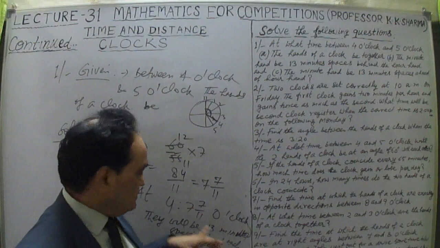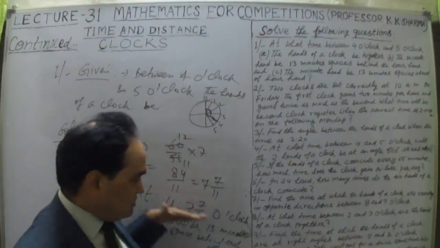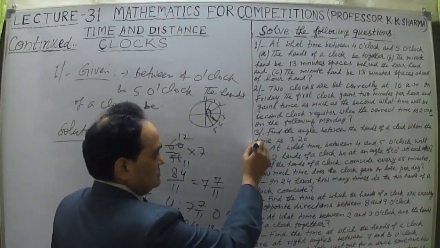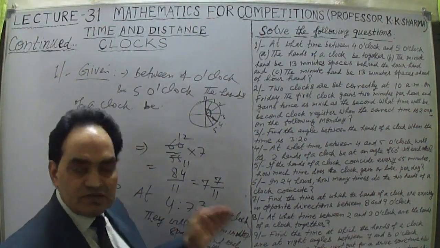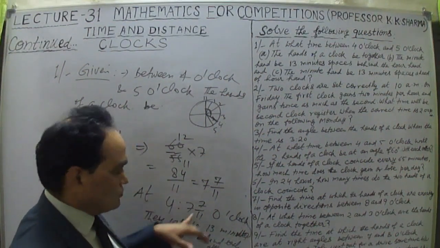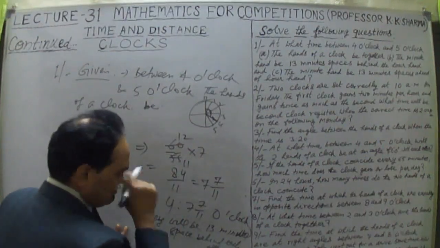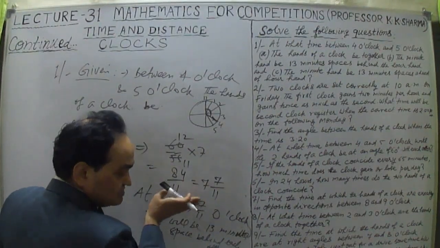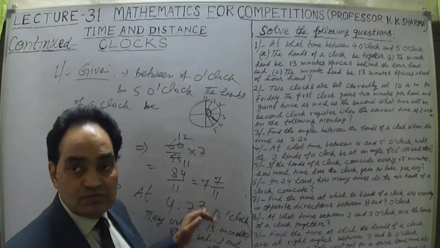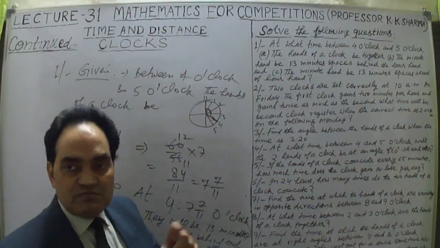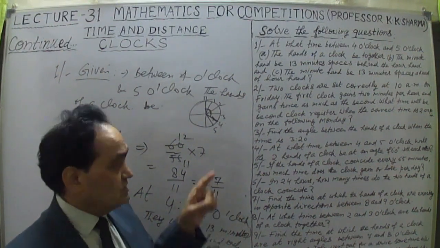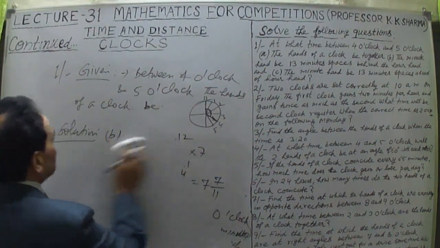Okay, so at 4 o'clock and 7 and 7 by 11 minutes, because the hour hand will be at this time, 13 minutes space will be there, and the minute hand will be behind that. Within this 7 and 7 by 11 minutes time, it will come 13 minutes space behind the hour hand. But this time will be 4 hours, 7 and 7 by 11 minutes. The hour hand will be here, between 4 and 5. The minute hand will still be behind the hour hand. This is the B part of this question.